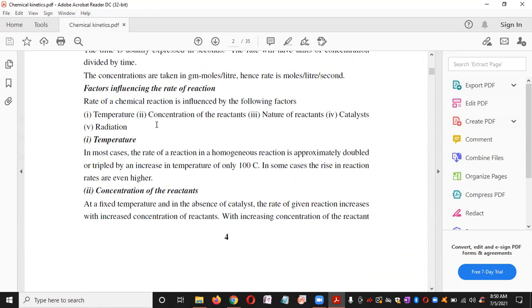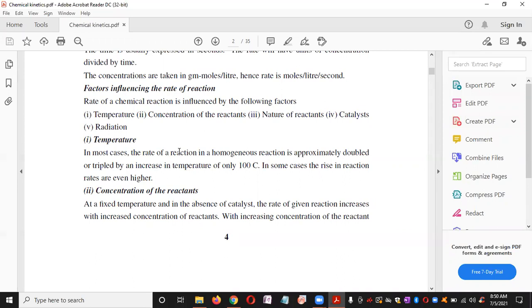First one, temperature. We know that when we increase the temperature by 10 degrees centigrade, the rate of reaction also increases, particularly for gaseous reactants. When the reactant molecules are in the gaseous state and we increase the temperature, the kinetic energy also increases. When the kinetic energy increases, the number of effective collisions also increases, so the rate of conversion of reactants into product also increases.